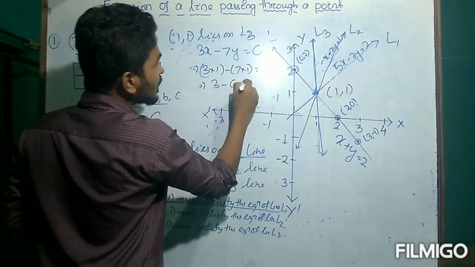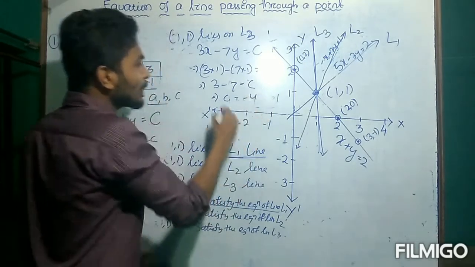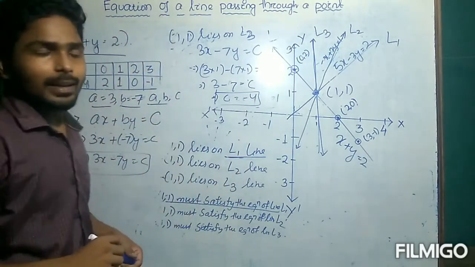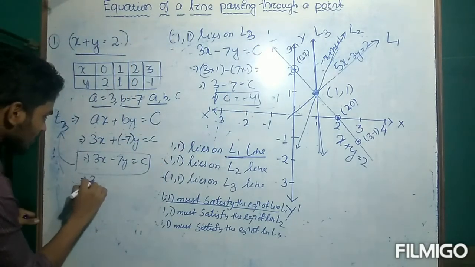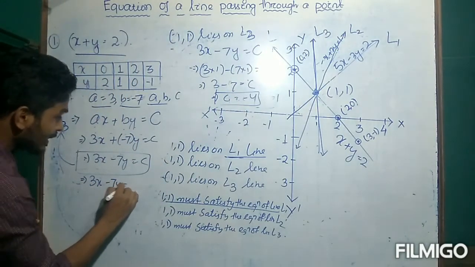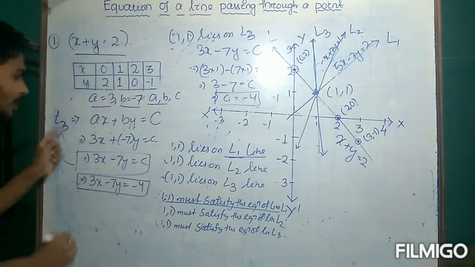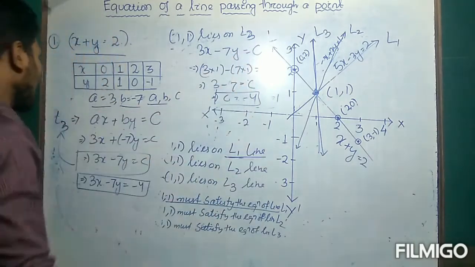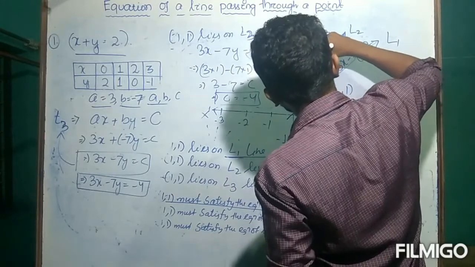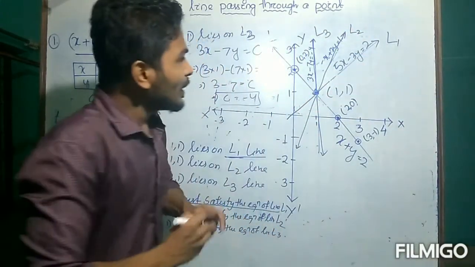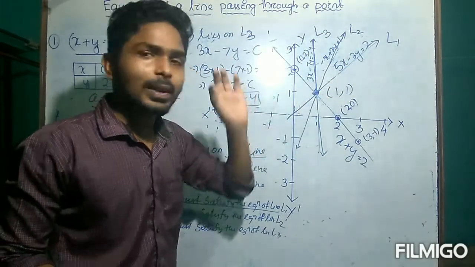So the equation now becomes 3 minus 7, minus 4. You get c to be minus 4. Now you can put this value in the original equation. So the equation is 3x minus 7y is equal to minus 4. Now this is the linear equation for the line L3. Now you can write L3 as 3x minus 7y is equal to minus 4. So in this way you can find the equation for any line passing through a given point.